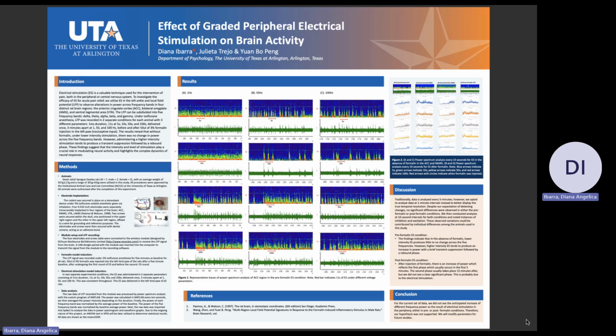The goal of the study was to demonstrate the use of graded electrical stimulation and its effects on the activation of four specific brain areas consisting of the anterior cingulate cortex, the left and right amygdala, and the ventral tegmental area, which are all associated with pain.